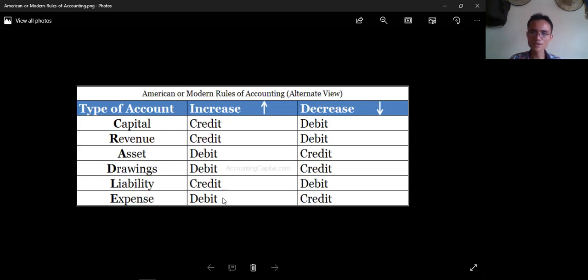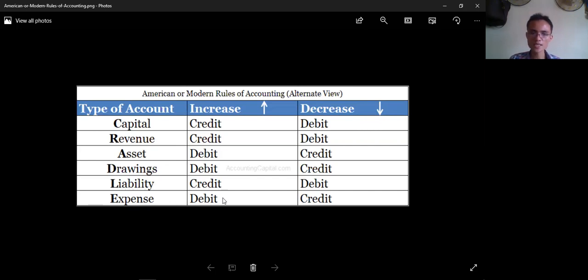Isn't that easy to remember? And you also know the basic accounting equation: assets equal liabilities plus owner's equity. So you will know now that liabilities would increase on the credit side, owner's equity on the credit side. So the only one remaining is income or revenue, which also increases on the credit side. So by the basic accounting equation alone, plus the effects to owner's equity, you'll be able to remember the others.